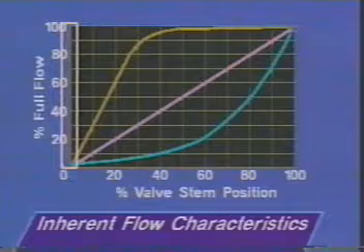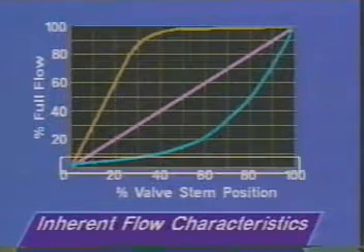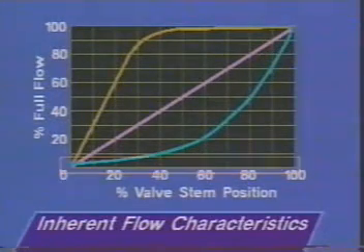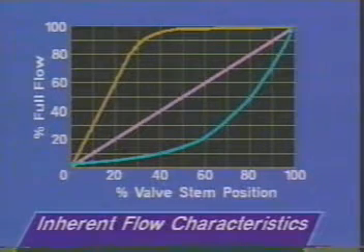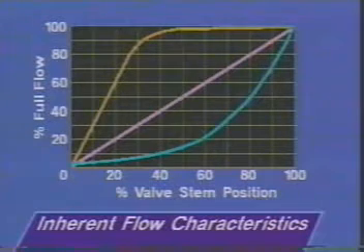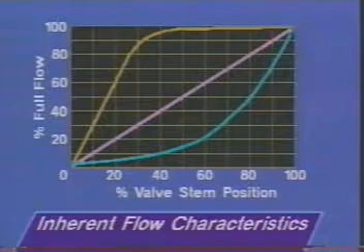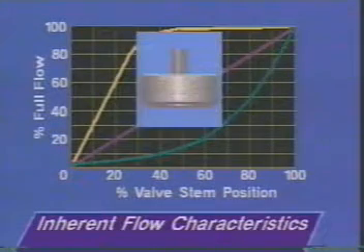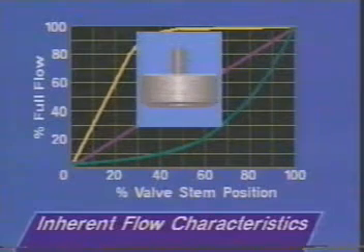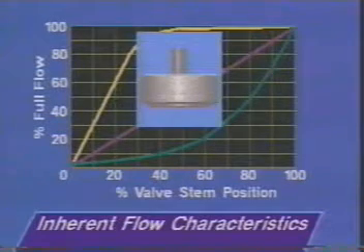The percent of full flow through the valve is plotted against valve stem position. These curves represent typical valve characteristics available from valve manufacturers. They are based on a constant pressure drop across the valve, and as a result are called inherent flow characteristics. These sample curves represent three common flow characteristics. The quick opening characteristic might be provided by a plug with this contour. You can see that it will move out of the valve opening with very little stem travel.